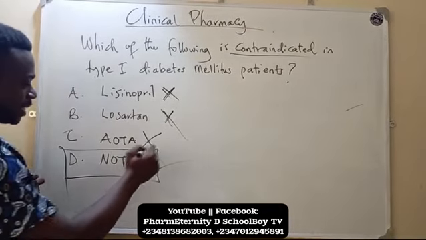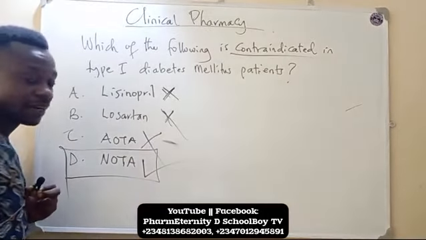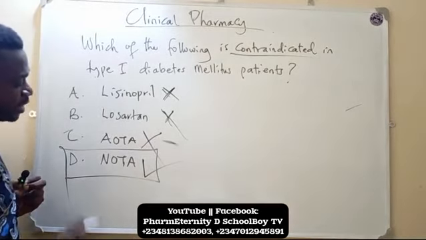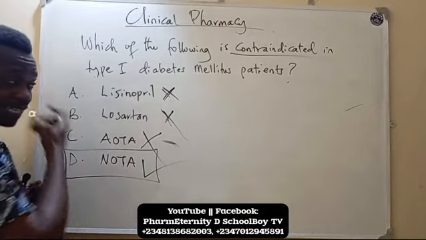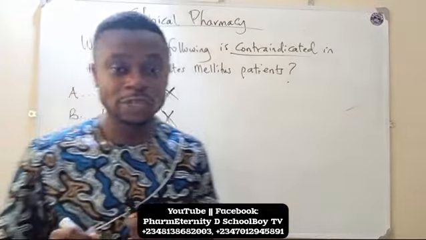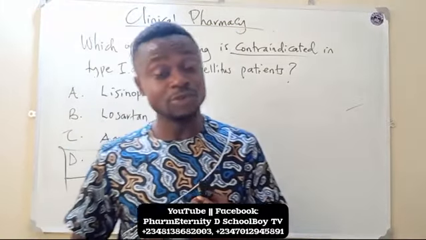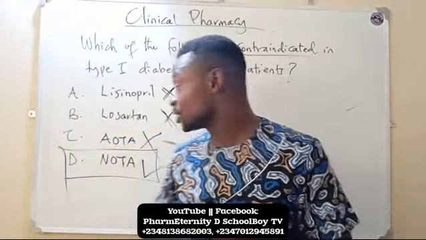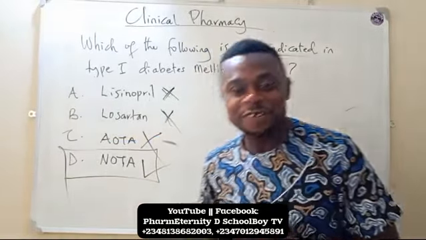I would have mistakenly ticked A, but I corrected myself along the line. So please, the answer is what? None of the above. They are all indicated, so they are not contraindicated. So please, while answering OBJ questions, be careful. You can still fail a question you know the answers to. So the answer is what? None of the above. All right.